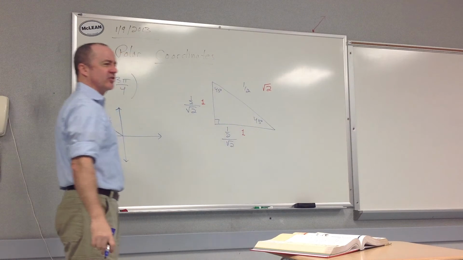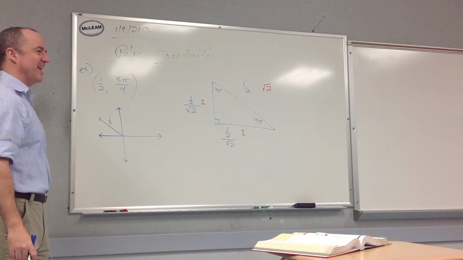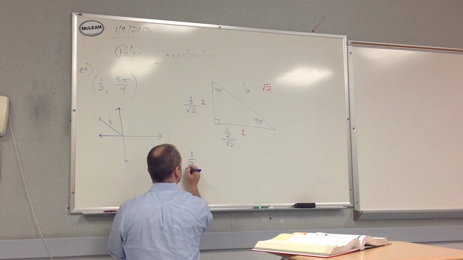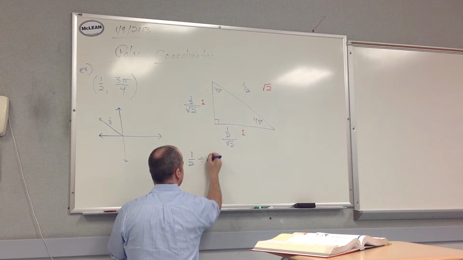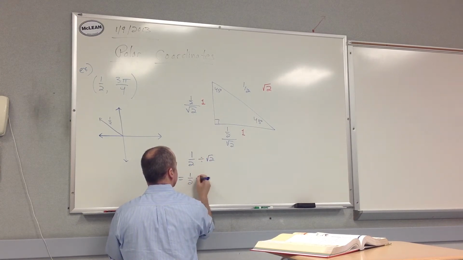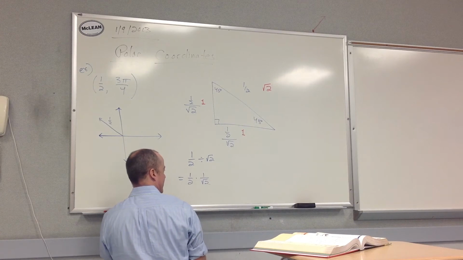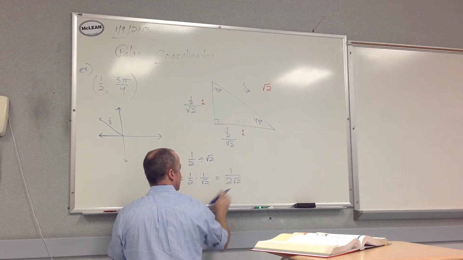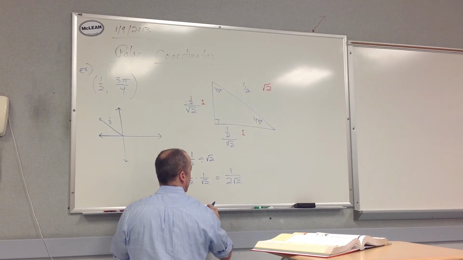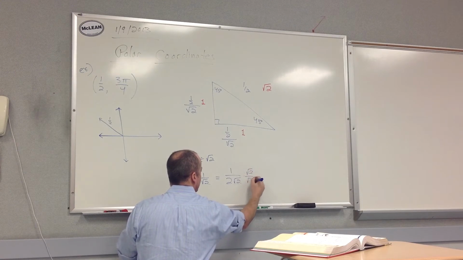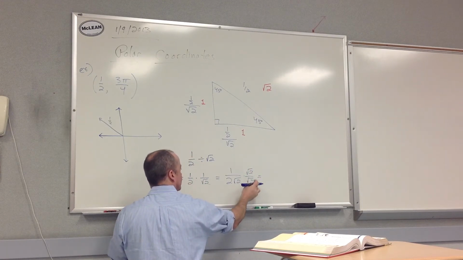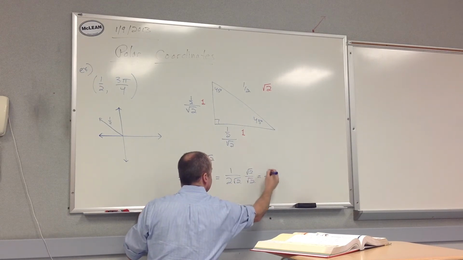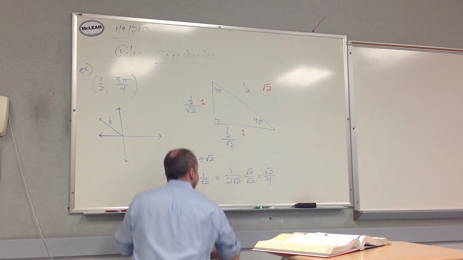Does that look like a satisfying or acceptable way to leave your answer? No. 1/2 divided by the square root of 2 is the same thing as 1/2 times 1 over the square root of 2, correct? So that's 1 over 2 root 2. Am I allowed to leave that in the bottom? No. Multiply top and bottom times the square root of 2 to rationalize my denominator. Root 2 times root 2 is 2, times another 2 is 4. 1 times the square root of 2 is the square root of 2.